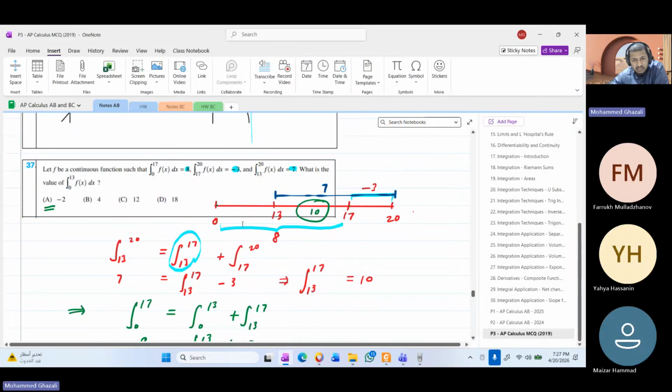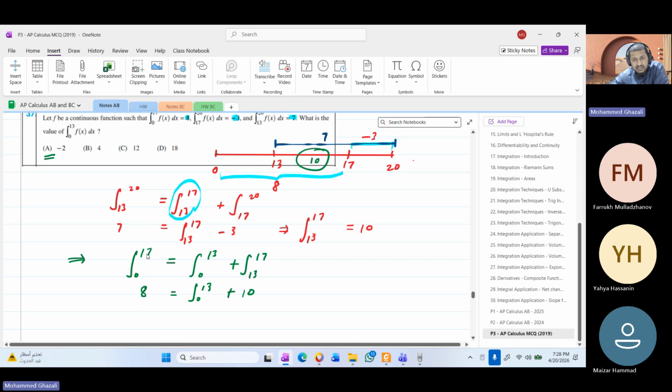Integral from 13 to 20 is 13 to 17 plus 17 to 20. 17 to 20 we had, which is -3. And 13 to 17 we had, which was 7. Yes, so that will be 10.